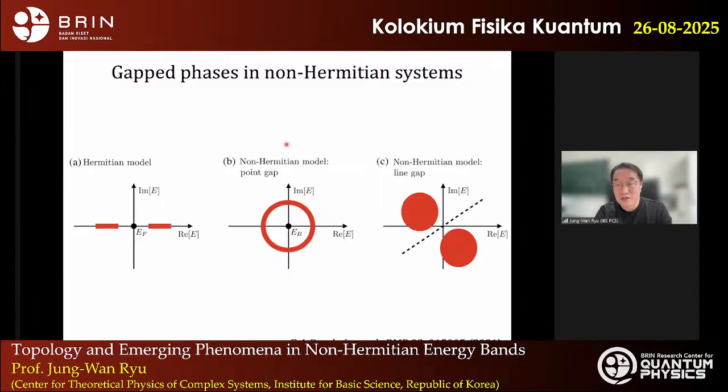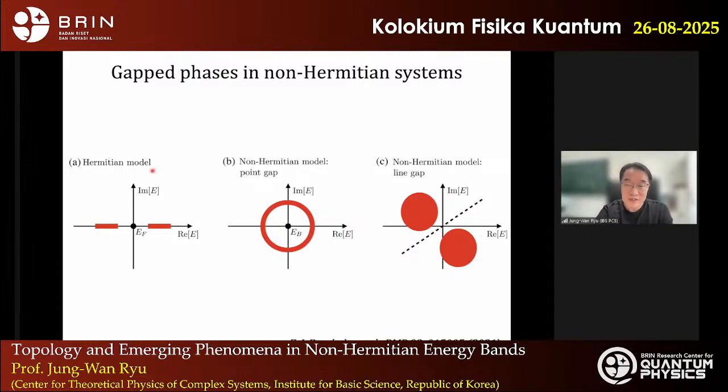And if we think about the non-Hermitian model, there are two kinds of band gap, because the non-Hermitian band has complex energy. This is the first band, this is the second band. These two bands are clearly separated by this line. So this is called a line gap. And always this line gap structure can be transformed into the Hermitian band gap by the proper transformation.